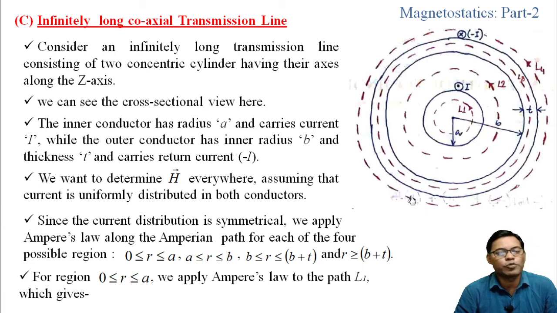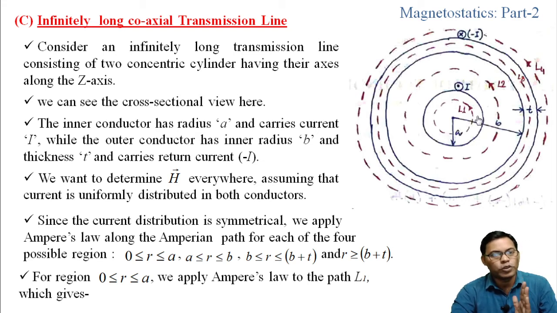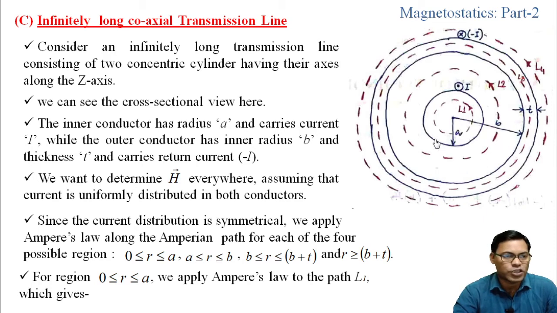Now the third case we are going to discuss, that is infinitely long coaxial transmission line. So here first we are going to consider the cross-sectional view of the coaxial transmission line, and this infinitely long transmission line consisting of two concentric cylinders having their axis along the z-axis. So both the axis of the inner cylinder and the outer cylinder have the axis along the z direction, and this is the cross sectional view.